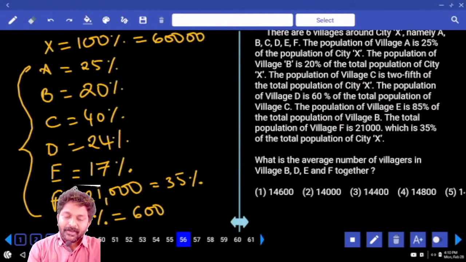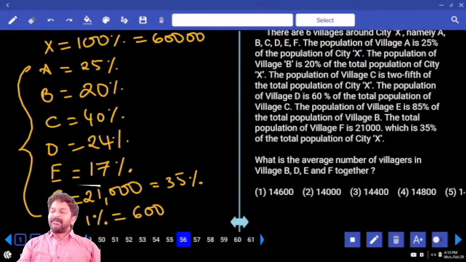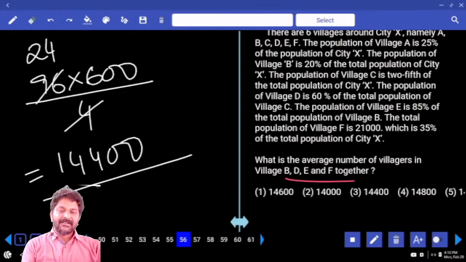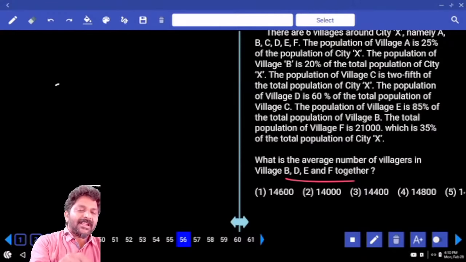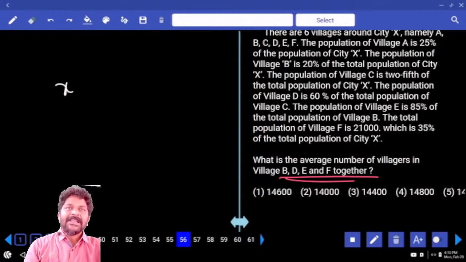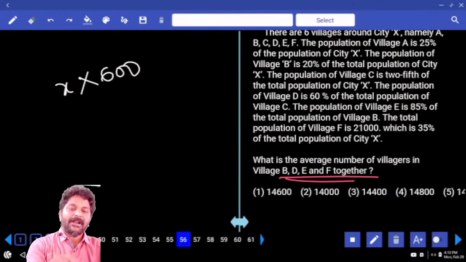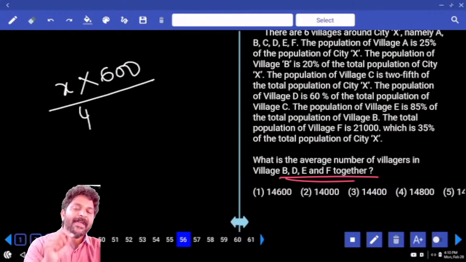I'll tell you now. What is 1% value you said? 600, which is a 3 multiple. Now we were asked to calculate average for how many cities? 4 cities. When you calculate that, let's assume you get X percentage. Total population from villages BDEF is equal to X percent. To convert into number, that is X into 600 only. This is total population, but we were asked to calculate average, which is divided by 4.